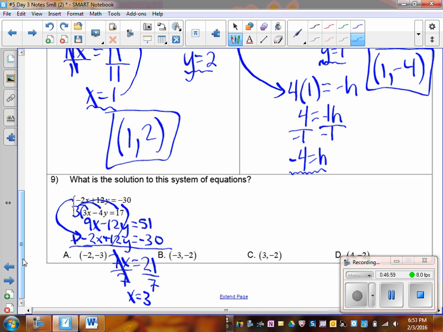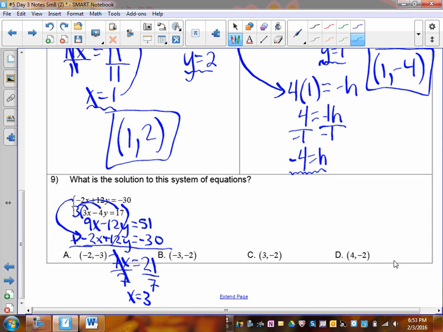Alright, so A, x is negative 2, so that won't work. B, x is negative 3, but we want positive, so that won't work. C, x is 3. And D, x is 4, so that won't work either.